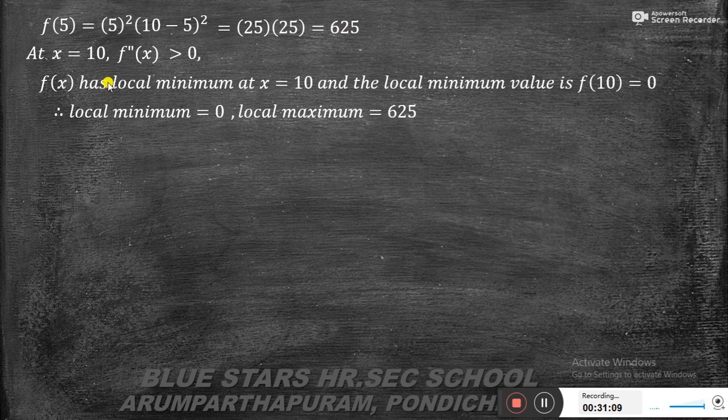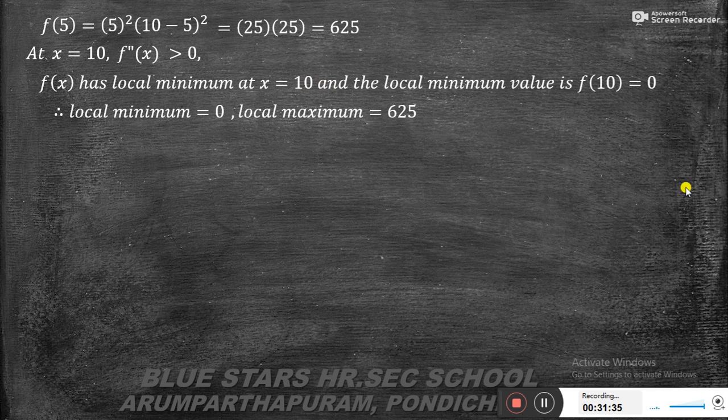Next, I substitute x equal to 10 in the f double dash of x. I got the answer f double dash of 10 equals 200. 200 means it is greater than 0, and greater than 0 means it is a local minimum. Therefore f of x has a local minimum at the point x equal to 10.